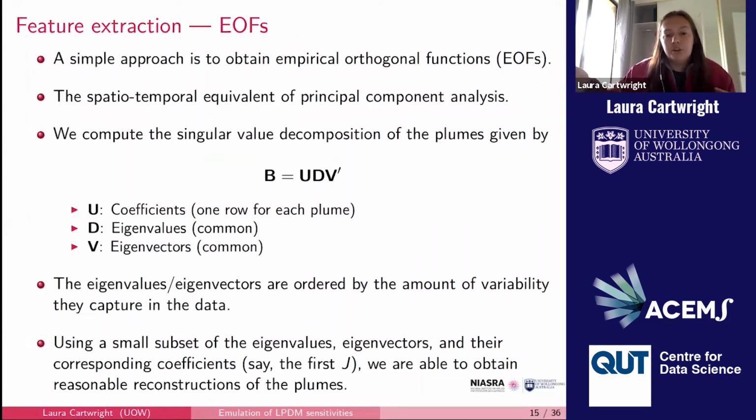So what you can do is subset those eigenvalues and eigenvectors and still get quite a reasonable reconstruction of your plumes, because you're only losing a little bit of the information by cutting out the end plumes. So what we do is keep the first 20 and try to do reconstructions from that and see what they look like.